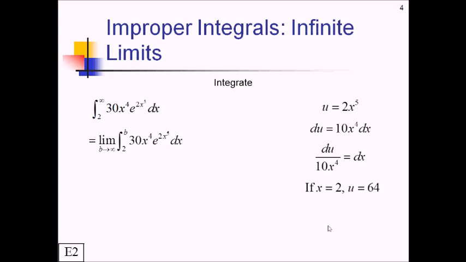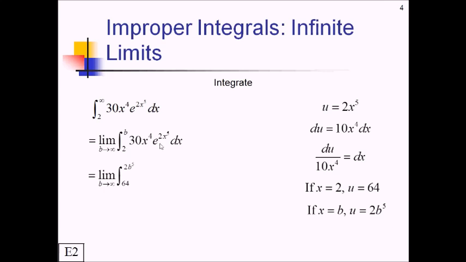And if x equals b, then this is a little bit easier. u is just going to be 2b to the 5th. All right, plugging everything back in. We're going to have the limit as b approaches infinity. That's not going away. Of, now I have my limits as 64 to 2b to the 5th.